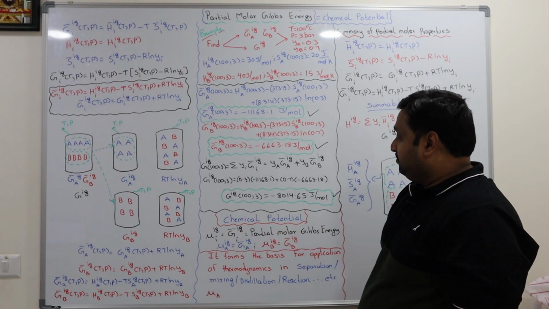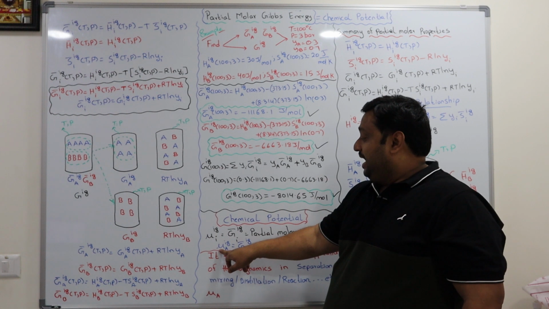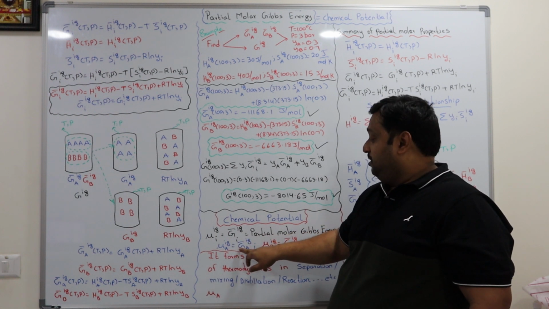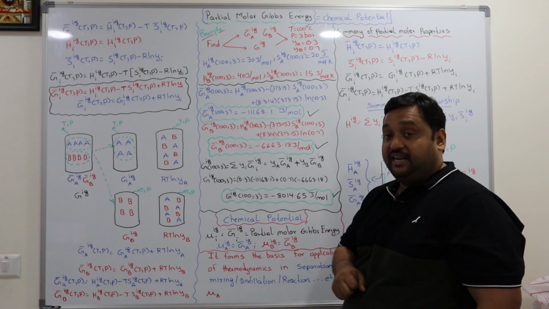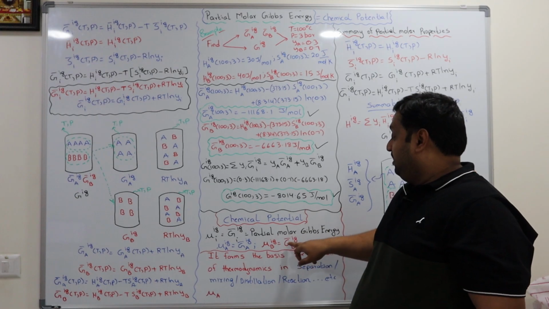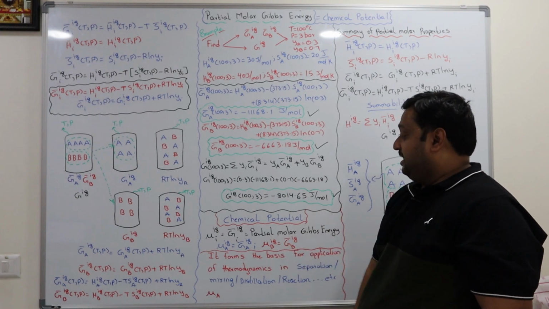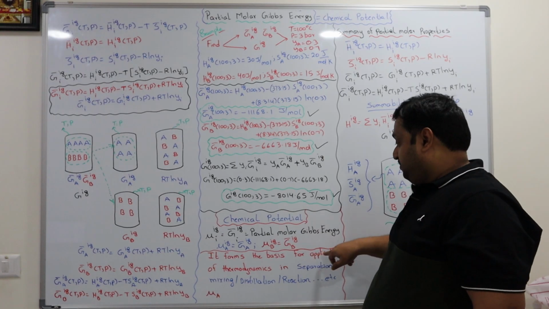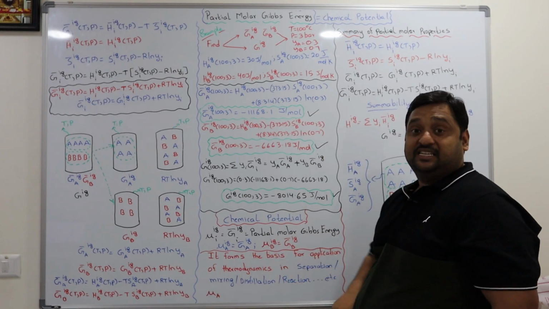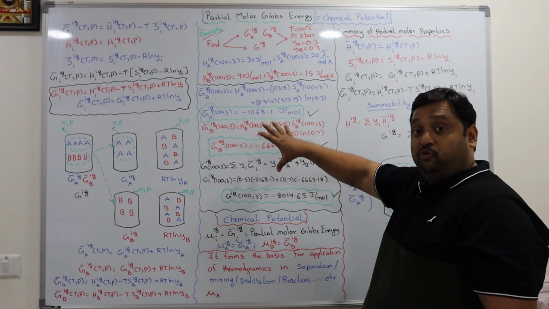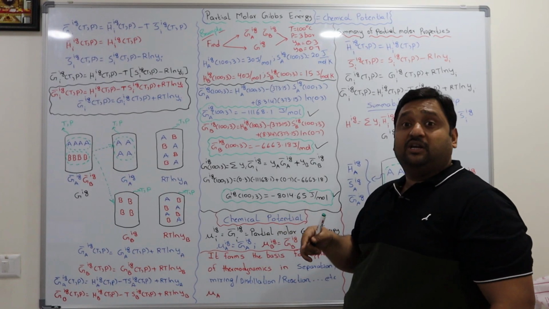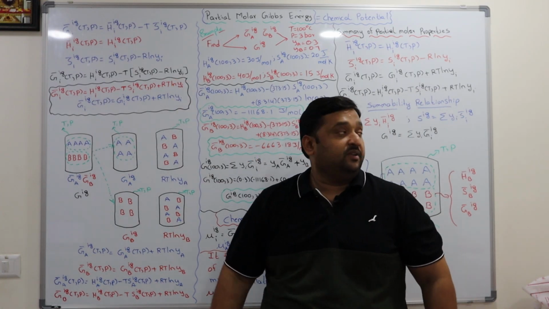That is why mu A ig, the chemical potential of A in the ideal gas state, is equal to the partial molar Gibbs energy of A in the ideal gas state. Similarly, the chemical potential of B in the ideal gas state is nothing but the partial molar Gibbs energy of B in the ideal gas state. It forms the basis for application of thermodynamics in separation, mixing, distillation, reaction, etc. So this is the conclusion we have to reach. We started with the partial molar properties to reach these conclusions and these formulas.